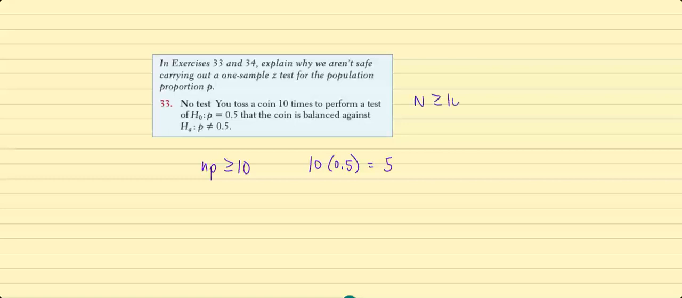The other condition is that the population has to be greater than or equal to 10 times the sample size, so the population has to be greater than 100. We really don't know what our population is here because we could keep tossing this coin infinitely. So our population is basically infinite here, and that's greater than 100.